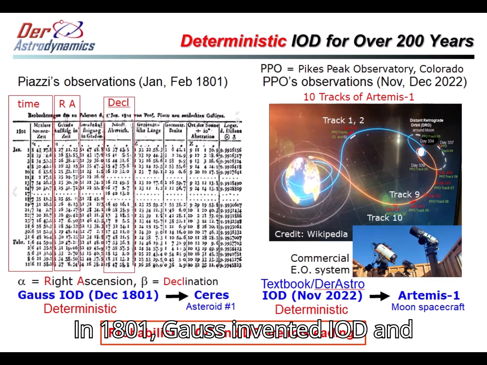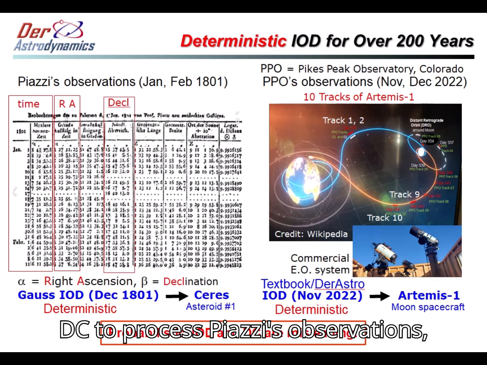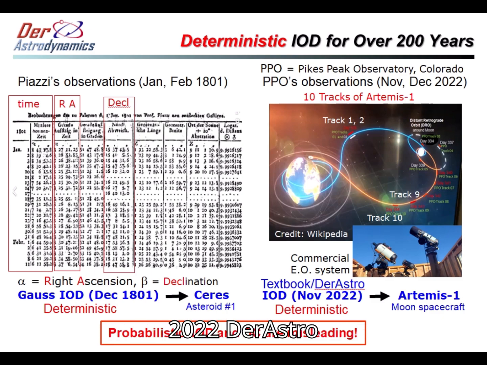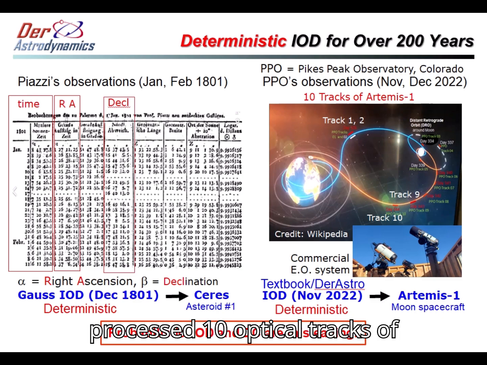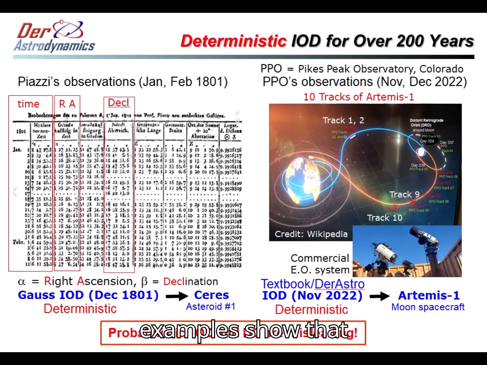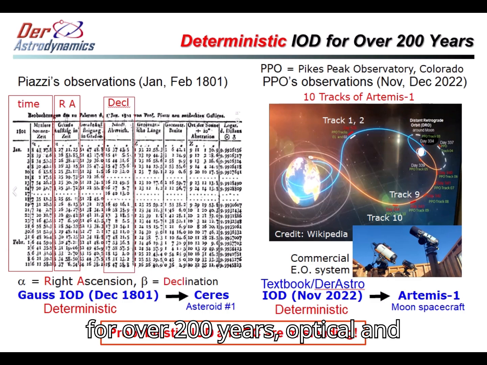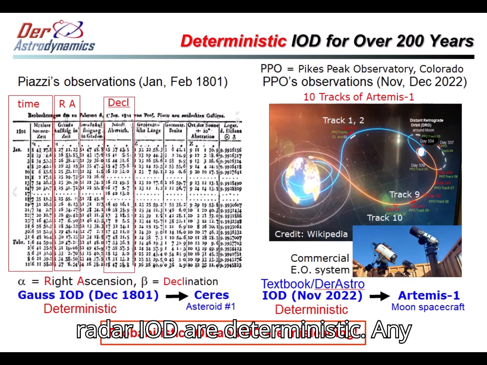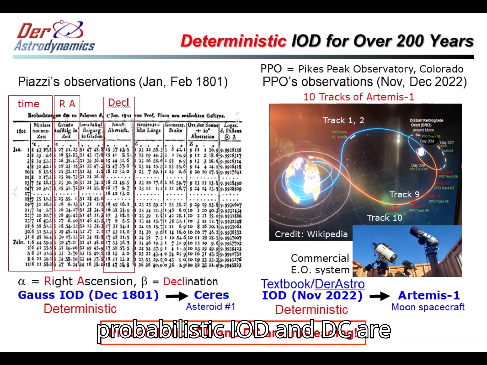In 1801, Gauss invented IOD and DC to process Piazzi's observations, and in 2022, DeAstro processed 10 optical tracks of Artemis 1 observations. These two examples show that for over 200 years, optical and radar IOD are deterministic. Any probabilistic IOD and DC are misleading.